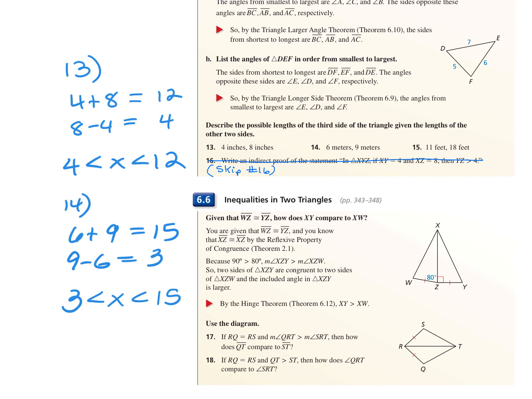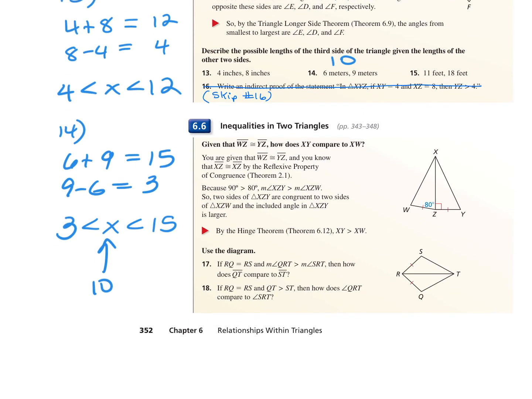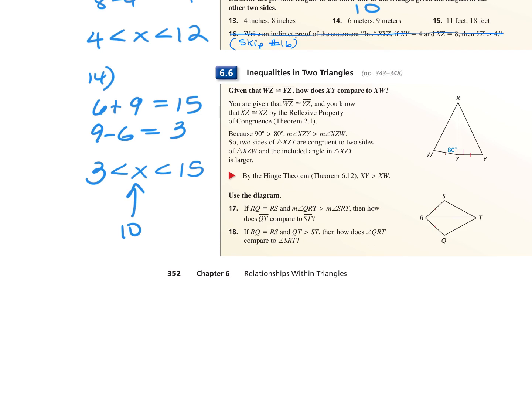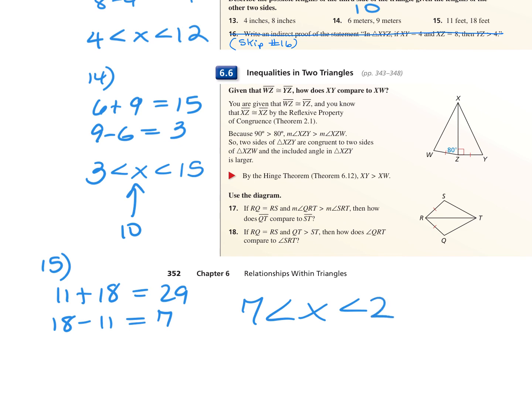Now, let's say this question said, will these three numbers form a triangle, 6, 9, and 10? This answer would be yes, because 10 falls in between the sum and difference. And that's how you would explain it. Same thing, add and subtract them. So for 15, 11 and 18, add and subtract them. 29 and 7, you're going to write it as a compound inequality. So x, the third side, has to be a number between 7 and 29.